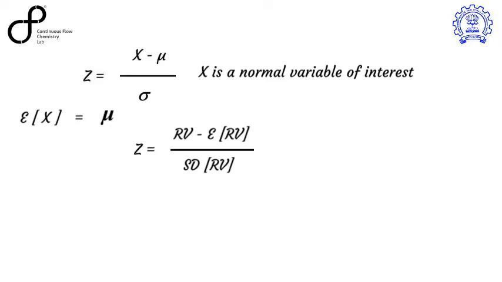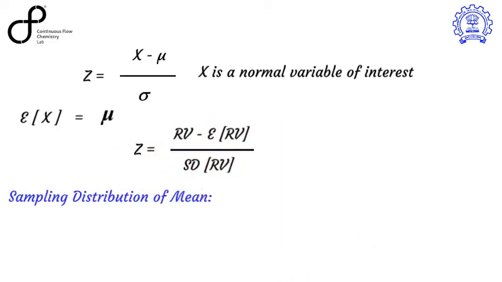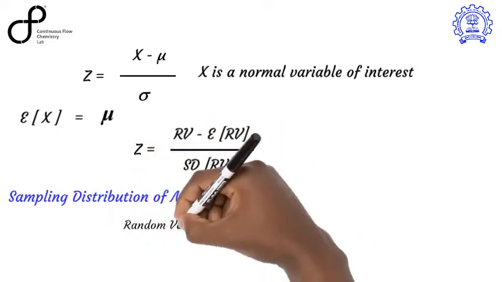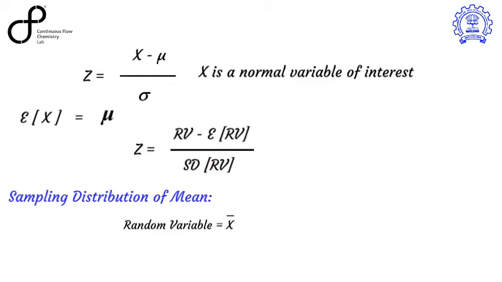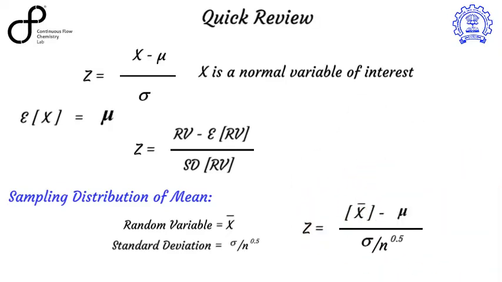Now, in case of sampling distribution of mean, the random variable was sample mean, represented as x bar. Its expected value was mu. Its standard deviation was sigma by square root of sample size. Therefore, the standard normal expression for sampling distribution of mean will be as shown here. We will be using these expressions for solving the real-world problems discussed in subsequent video.